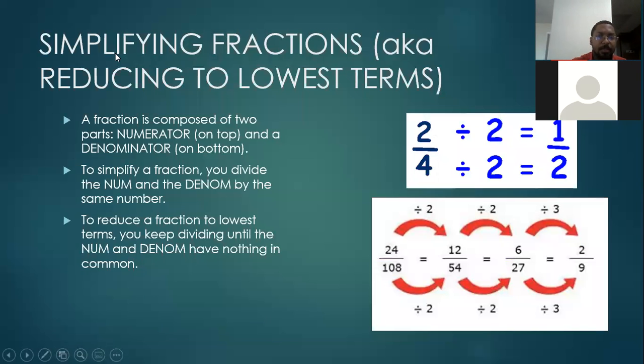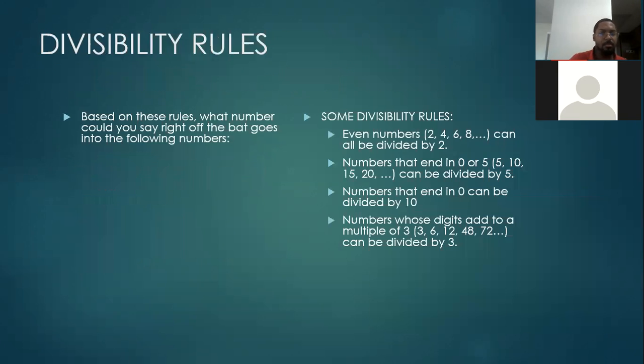We're going to go back over simplifying fractions, aka reducing to lowest terms. When we say put something in lowest terms, what we mean is simplify the fraction. All right, again, a fraction has 2 parts, a numerator and a denominator. If we want to simplify a fraction, basically what you do is you divide by the same number on top and bottom. And then you keep doing that until you can't do that anymore.